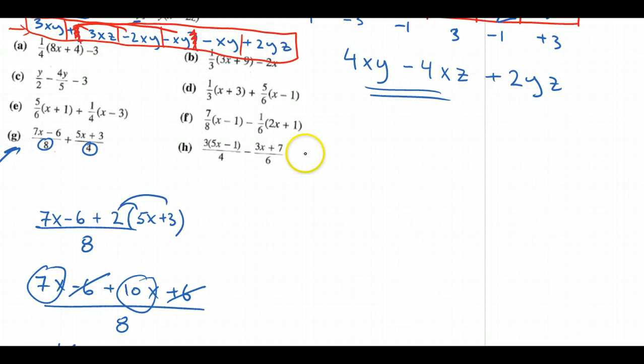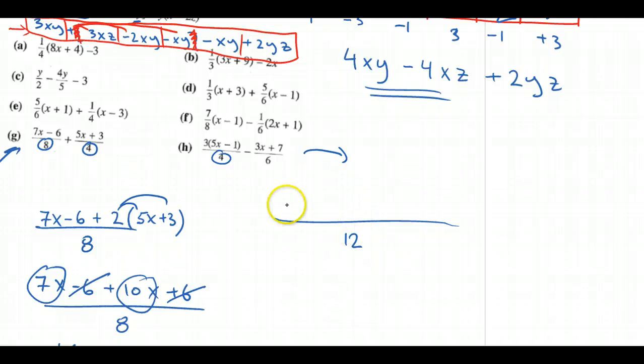Let's go ahead and do this one quickly. My common denominator in this case is going to be 12. So I'm going to put everything over 12. And again, how did I change that 4? To get to the 12, I multiply everything by 3. So I need to multiply the entire top.